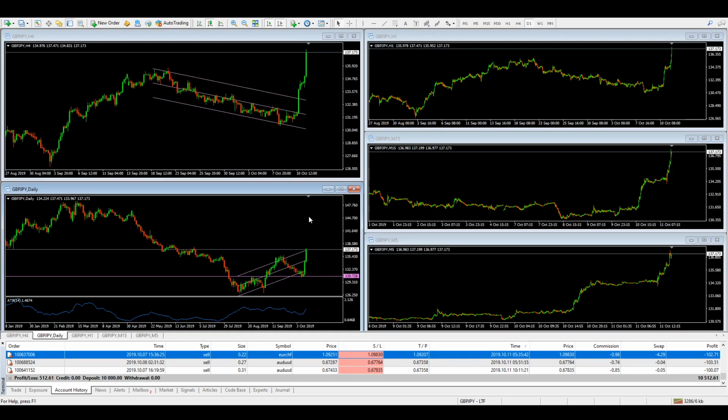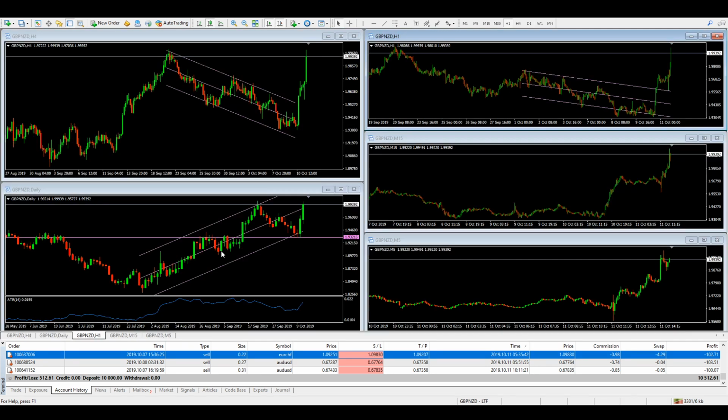So pass on that one as well. Same here. Would want to see this pull back, find some value. It's much the same story, because many of these currency pairs are correlated, so they're going to move in very similar ways.